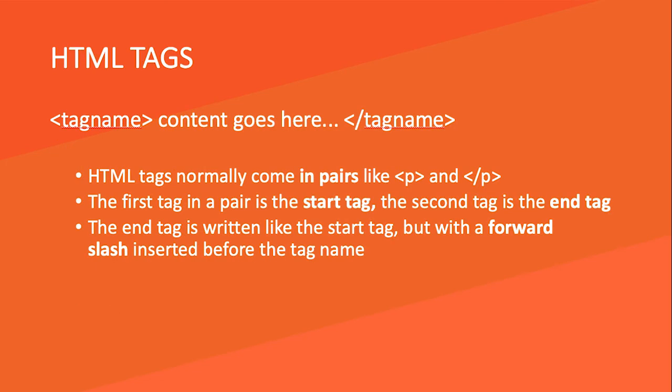HTML tags are element names surrounded by angle brackets. They normally come in pairs like <p> and </p>. The first tag in a pair is the start tag, the second tag is the end tag. The end tag is written like the start tag, but with a / inserted before the tag name. The start tag is also called the opening tag, and the end tag is called the closing tag.